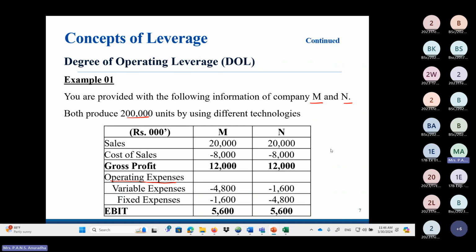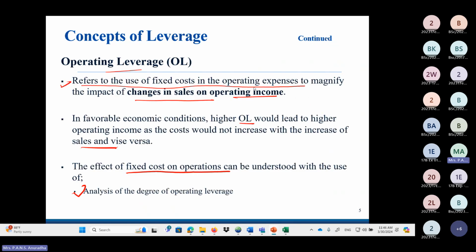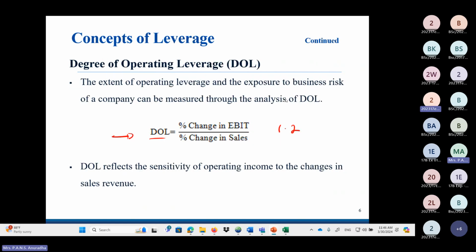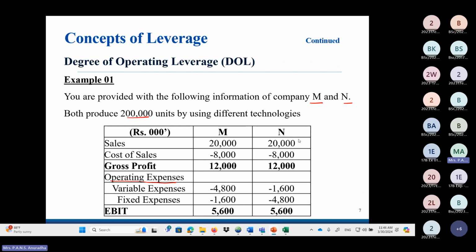What is operating leverage? It is the use of fixed cost in the operating expenses. So now if you look at their company income statements, these are their operating expenses. Company M: variable expenses 4,800, fixed expenses 1,600.